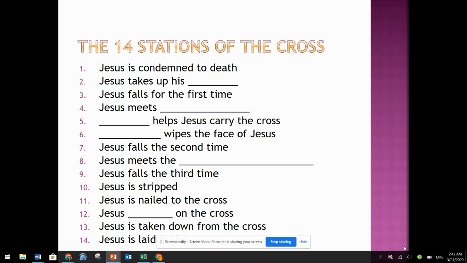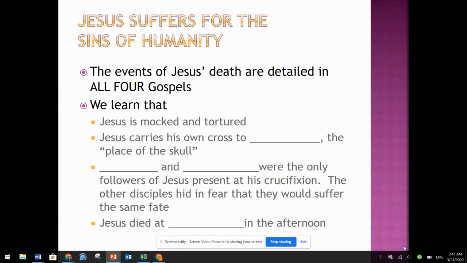And finally, he is taken down from the cross and laid in the tomb. He is laid in the tomb of Joseph of Arimathea. We're going to see that in a slide later on. So here is our next bullet point.